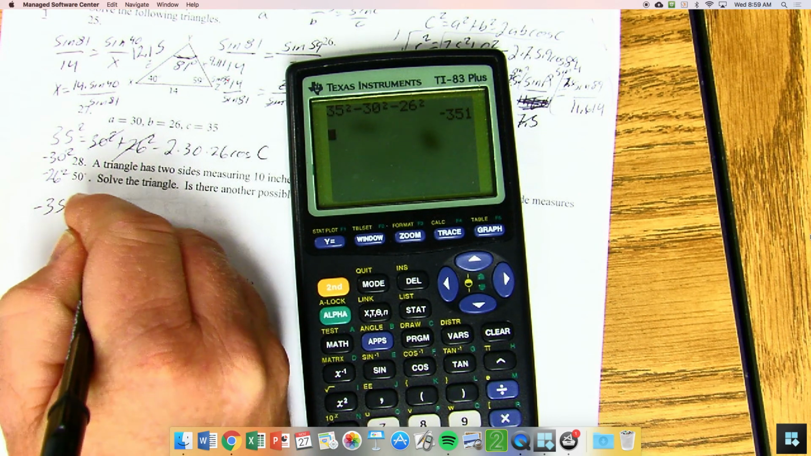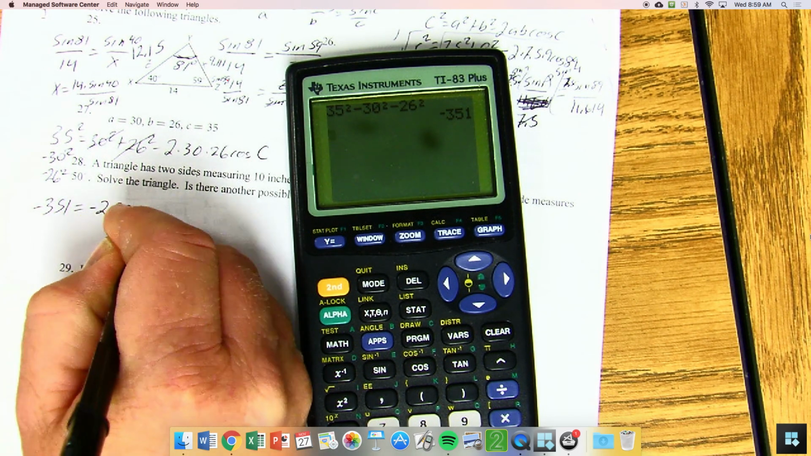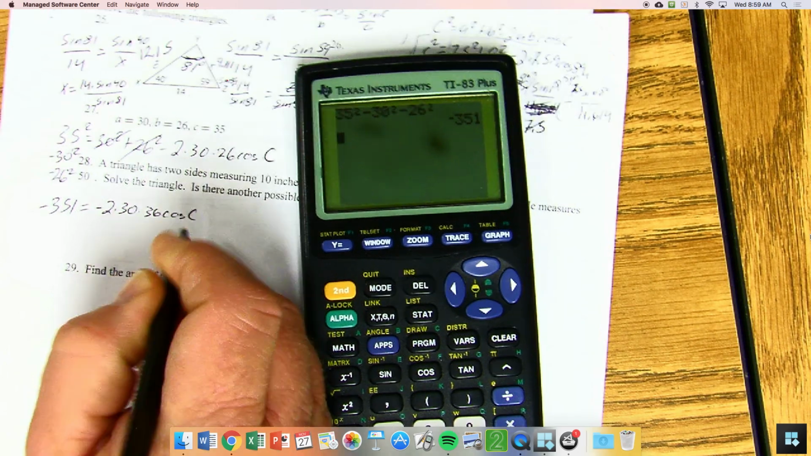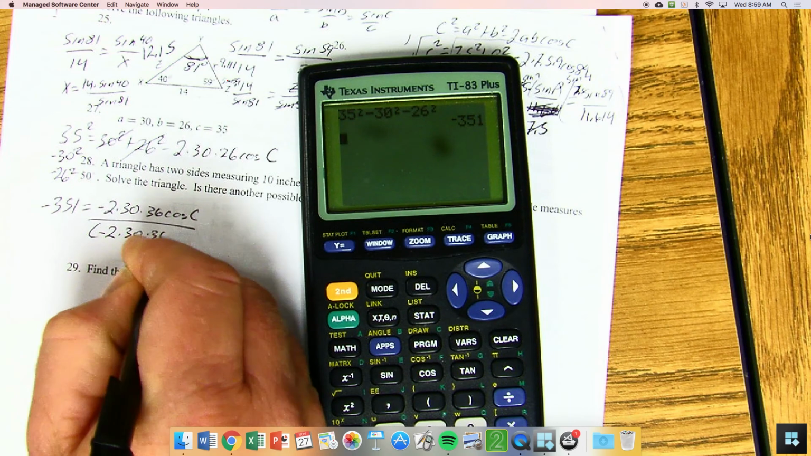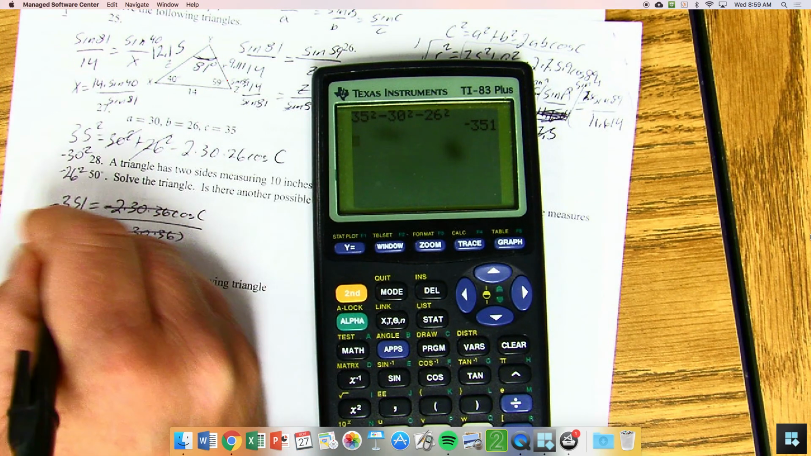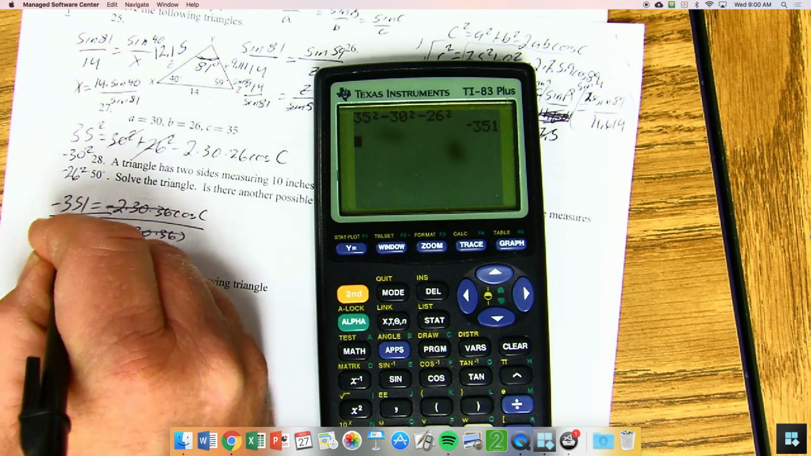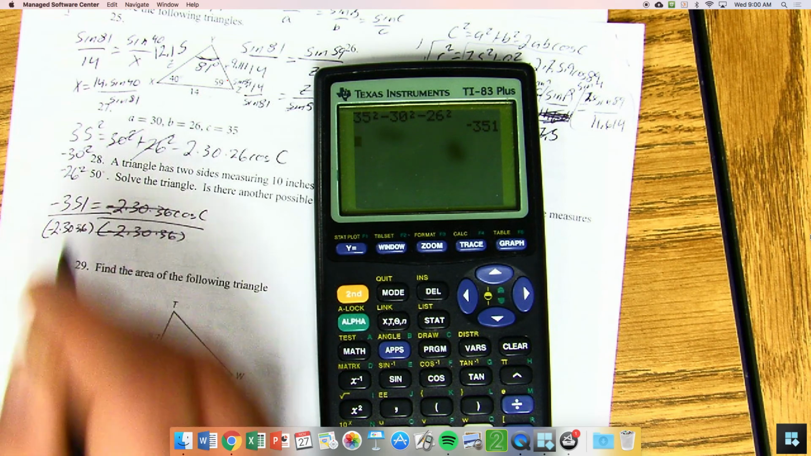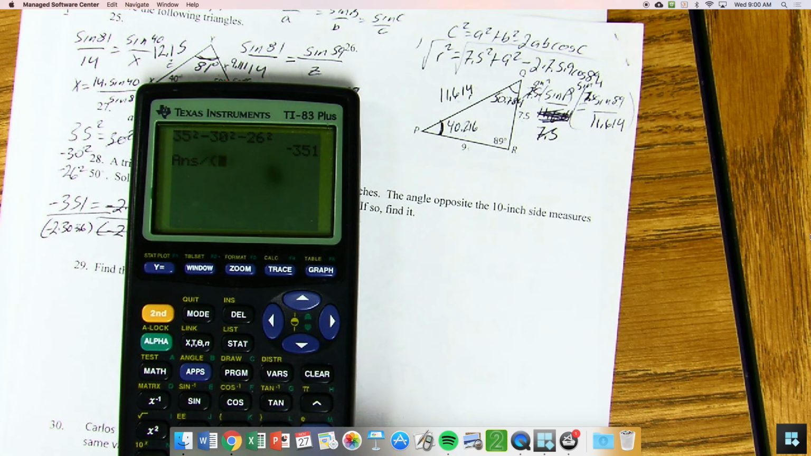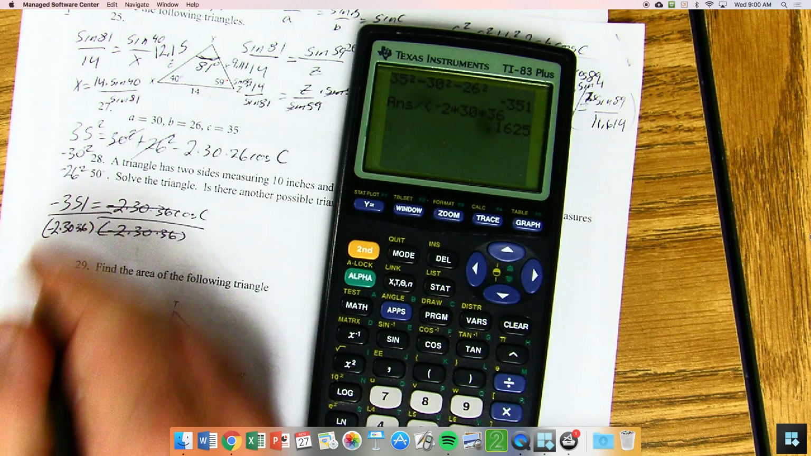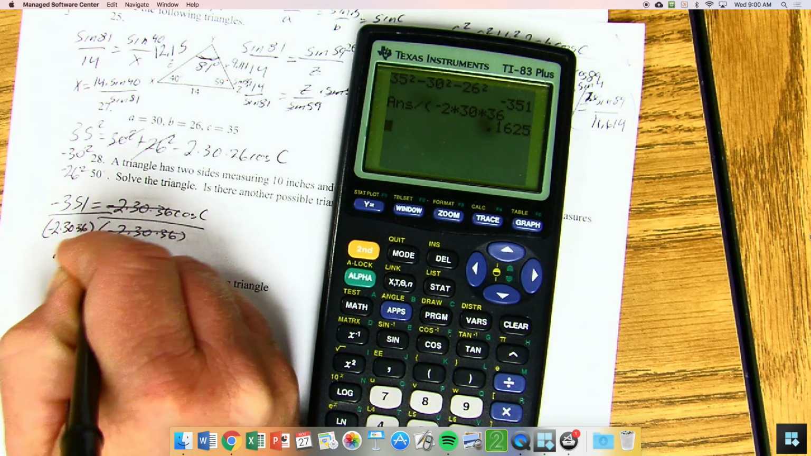That's going to equal this. So that's negative 2 times 30 times 26 times the cosine of C. I'm going to divide by negative 2 times 30 times 26 to get rid of that. Notice I put it in parentheses, negative 2 times 30 times 26. So in my calculator here, I just hit divide by parentheses, negative 2 times 30 times 26, and I get 0.1625. That's the cosine of C.